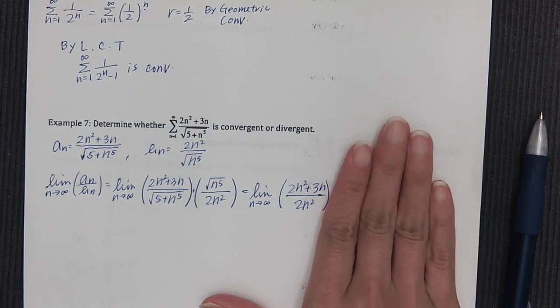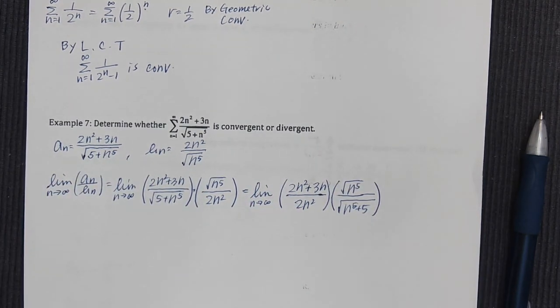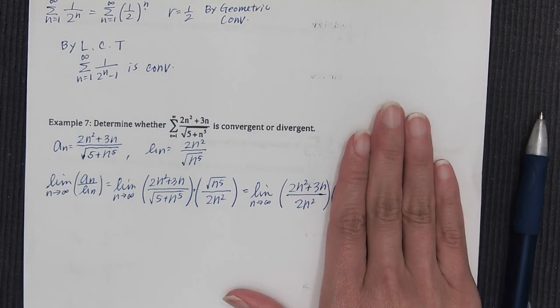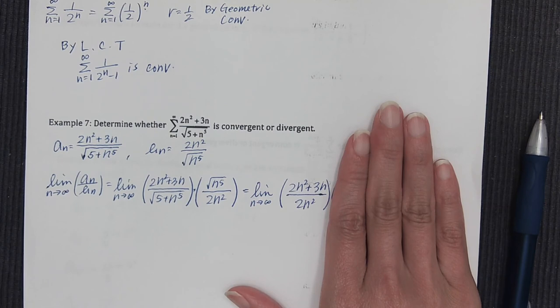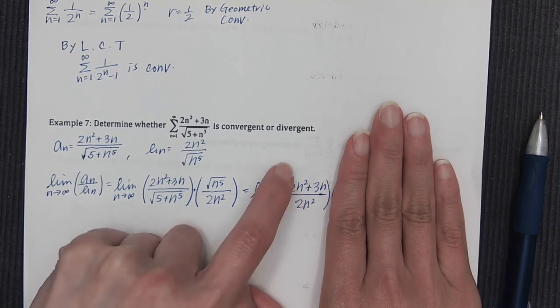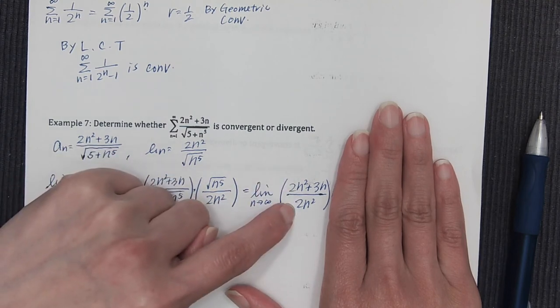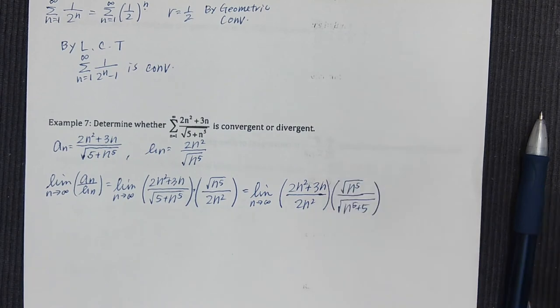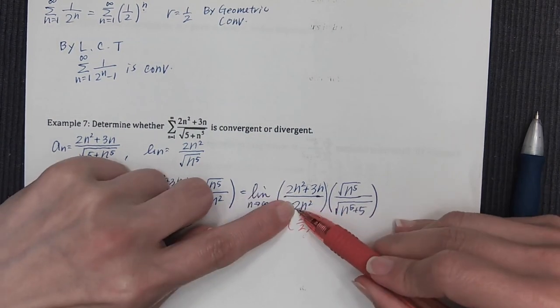Forget this part. Look at the top and the bottom. Are you guys still copying? Look at the top and the bottom. What's my exponent here? Same degree, 2 and 2, right? If it is the same degree, what does my limit say? Coefficient. It's 2 over 2. Here's my coefficient.